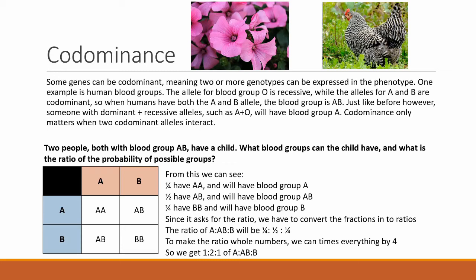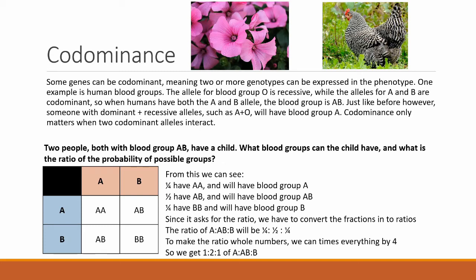However, the example we're going to use today is human blood groups. So the allele for blood group O is recessive, while the alleles for A and B are codominant. So when humans have both the A and B allele, the blood group is AB. But just like before, someone with a dominant plus recessive allele, such as A plus O, will have blood group A. And so codominance really only matters when 2 codominant alleles interact.